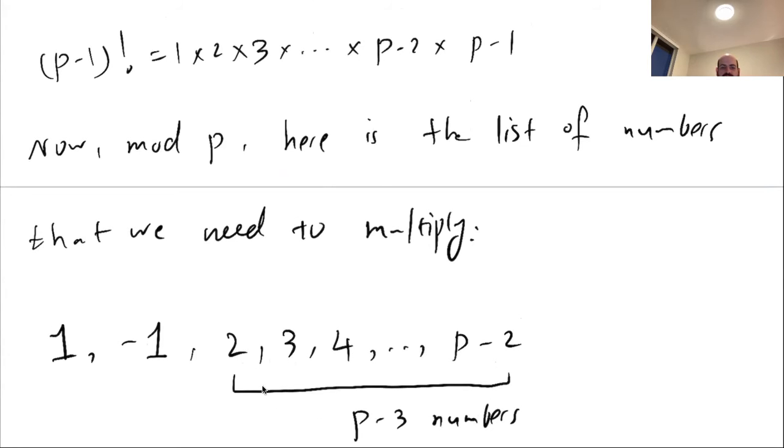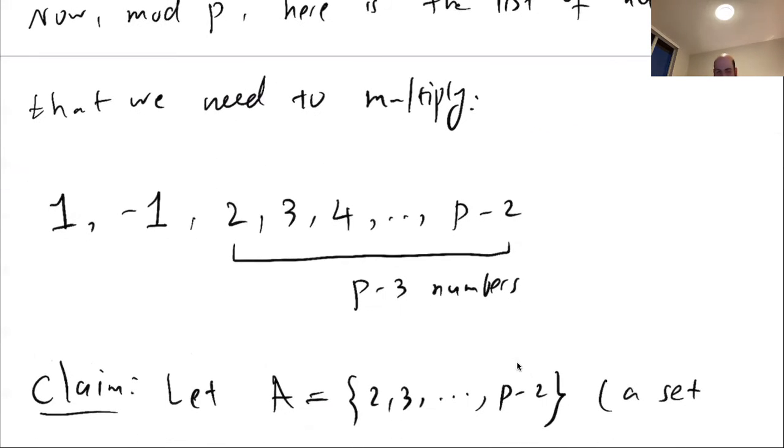How many numbers are there here? P minus 3 numbers, because total numbers are p minus 1, and 2 of them I separated. So p minus 3 numbers are left. Now, this number times this number is, of course, minus 1. Now, if I show that the product of these numbers is 1, then that means the whole p minus 1 factorial will be minus 1. So it's only left to show that the product of these numbers is 1.